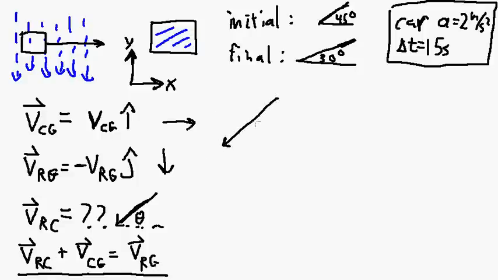So as the car is moving to the right, the rain is making these streaks that point off this way, towards the back of the car, going down. And then we're adding that to the velocity of the car with respect to the ground. Well, the car is going this way, right? So there's our velocity of car with respect to the ground, and then velocity of the rain with respect to the ground. So it goes straight down.